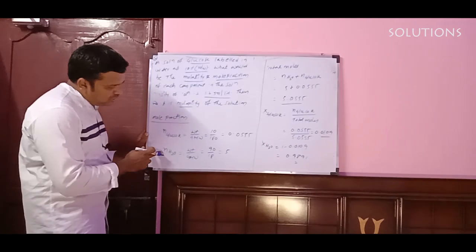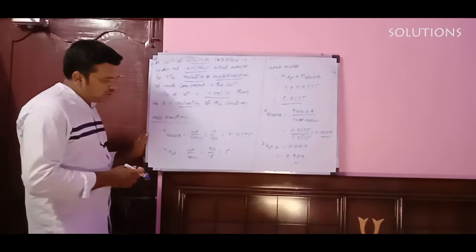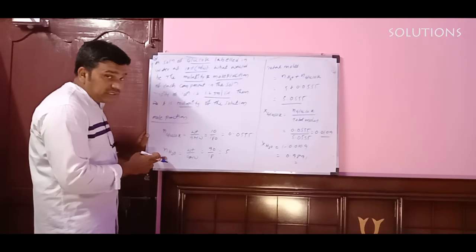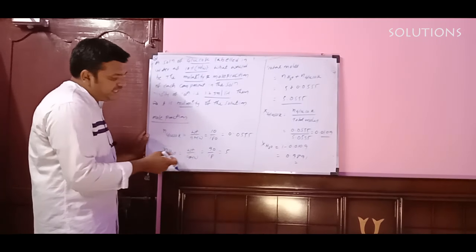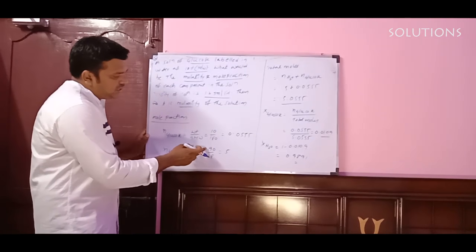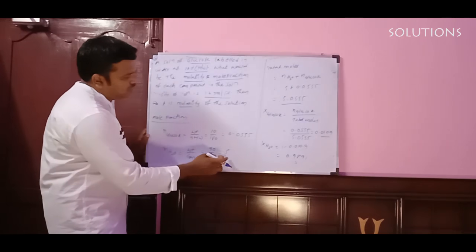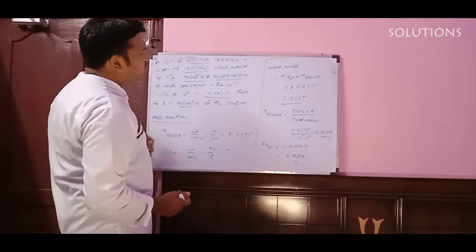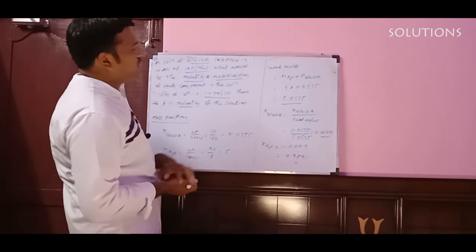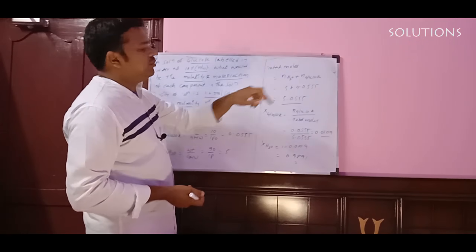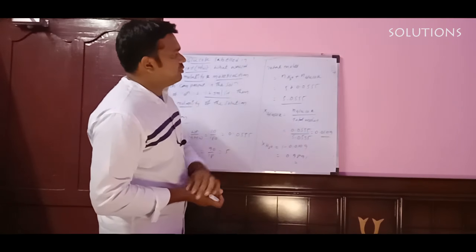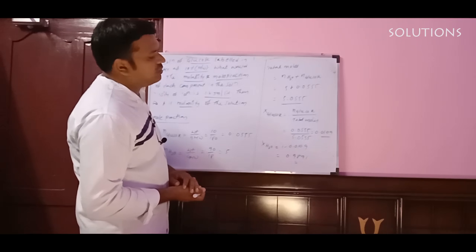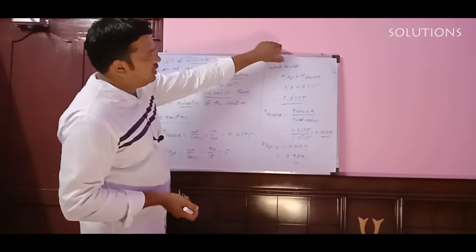This is the number of moles of glucose. Come to the next one, the number of moles of H2O. Formula is weight by gram molecular weight. What is the weight of water? 90 grams, because 90 grams is the solvent only. So here 90 by 18, what you will get here? 5 only. Now we have to find the total number of moles: total moles of glucose plus total moles of water. So 5 plus 0.055, you are getting 5.0555. This is the total number of moles.